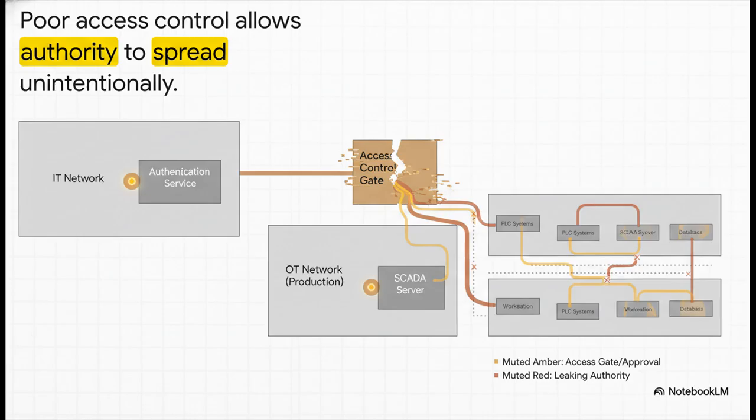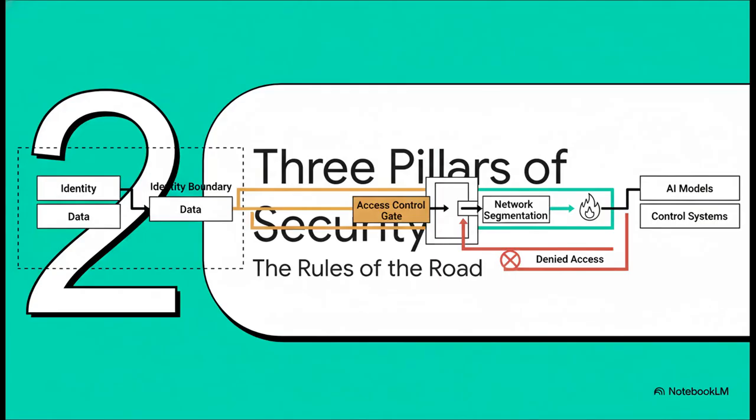Authority, which should be super precise and deliberate, just starts to leak. It spreads across the whole system without any clear intention, creating all these pathways for failure that you never designed and, frankly, you can't control. So, to prevent that from ever happening, we rely on three foundational principles. You can think of these as the absolute non-negotiable rules of the road for building any secure system.